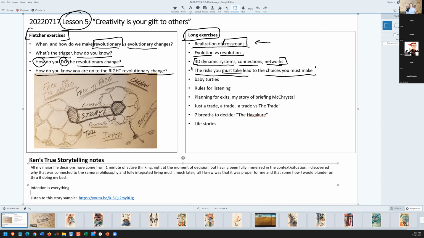So you feel you must take that risk. How you're going to express that is a choice that you must make. So we can look at the alignment between the risks you take and the choices you make. We explored the metaphor and story of baby turtles trying to get to the sea and what that is like.